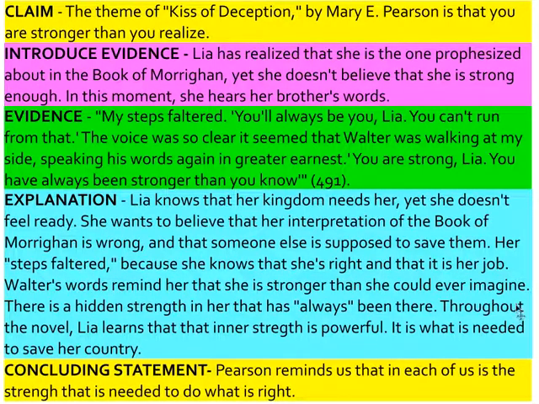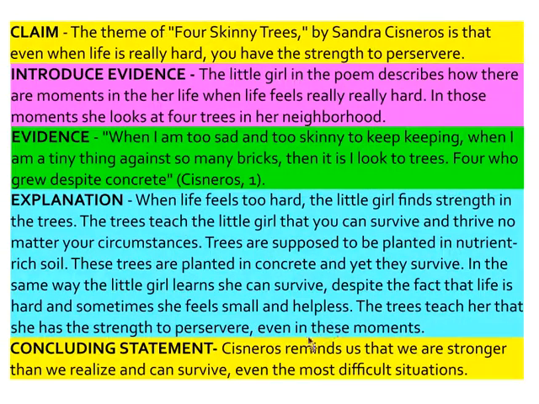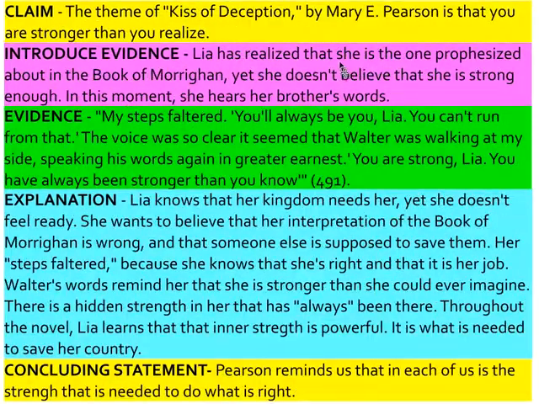Pearson reminds us, and remember I haven't really talked about this, but notice that I'm using the author's last name sometimes, and I did this both in my concluding paragraph with Cisneros, right, the author of Four Skinny Trees, as well as Pearson, the author of Kiss of Deception. Pearson reminds us that in each of us is a strength that is needed to do what is right. I'm restating my claim in a new way, and I'm really making sure that the reader has a sense of closure at the end of my claim-based paragraph.